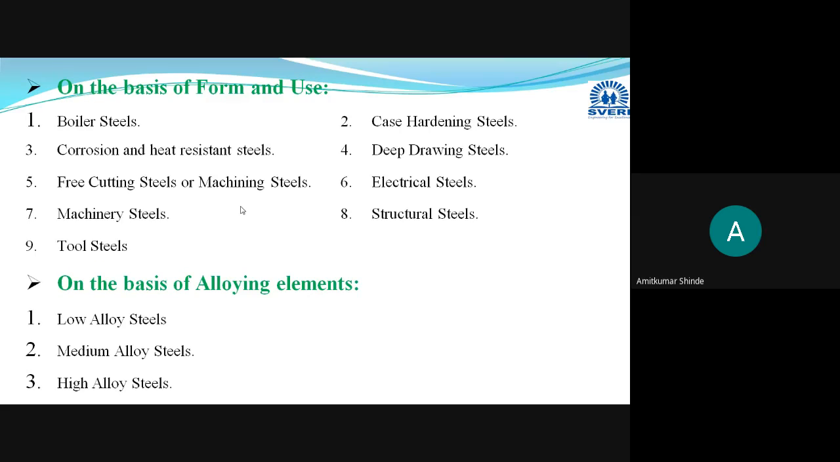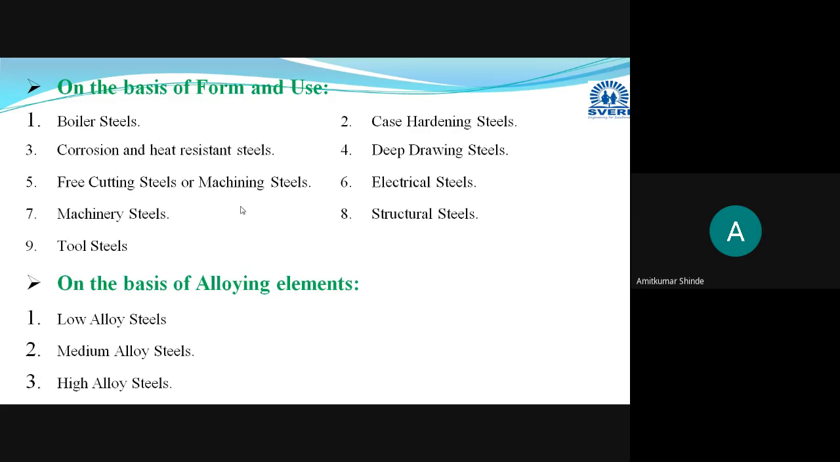Then the next classification is on the basis of form and use. Here almost nine types are there: boiler steels, case hardening steels, corrosion and heat resistant steels, deep drawing steels, free cutting steels, electrical steels, machinery steels, structural steels, and tool steels. All these types are classified on the basis of the application for which that particular steel is used. I will explain it in short.